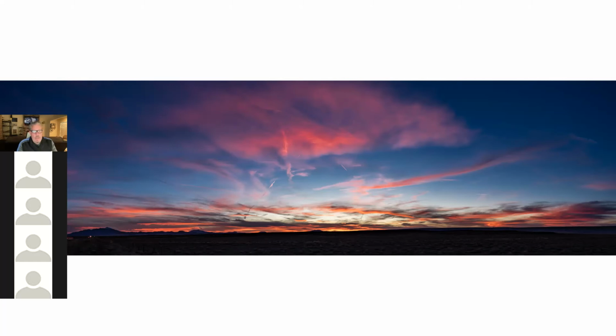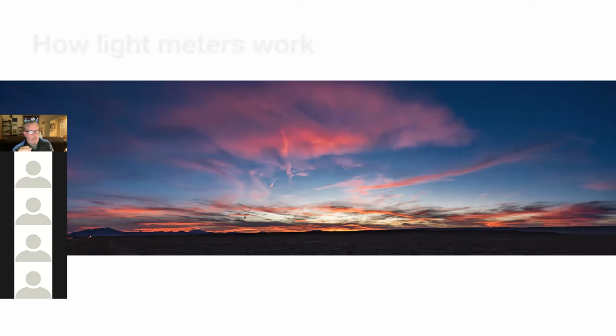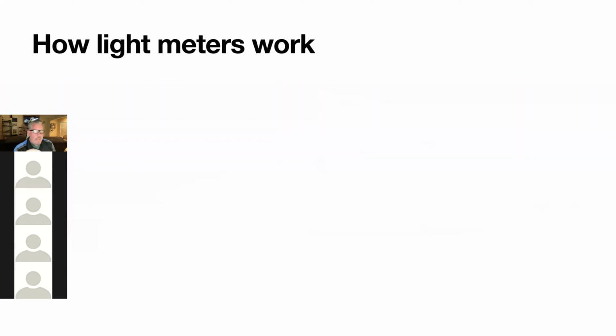All right, so to understand how to get these amazing sunset pictures and do this amazing thing with this camera, we have to understand how light meters work on your camera. Your camera has a built-in light meter that reads how much light is reflecting into it, okay? And as soon as we start to understand how these things work, we can start to control that, okay?